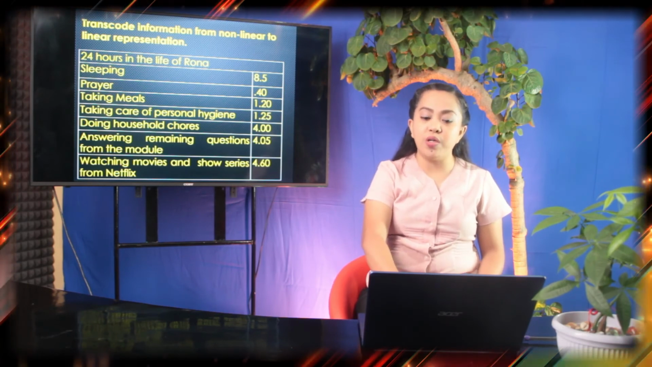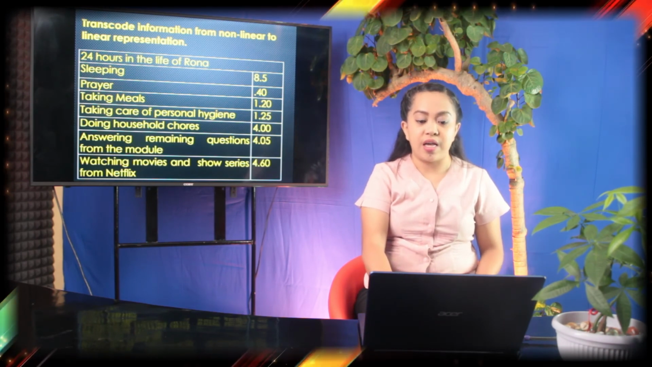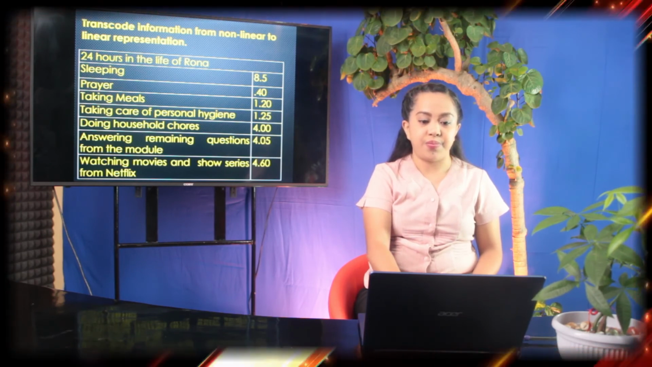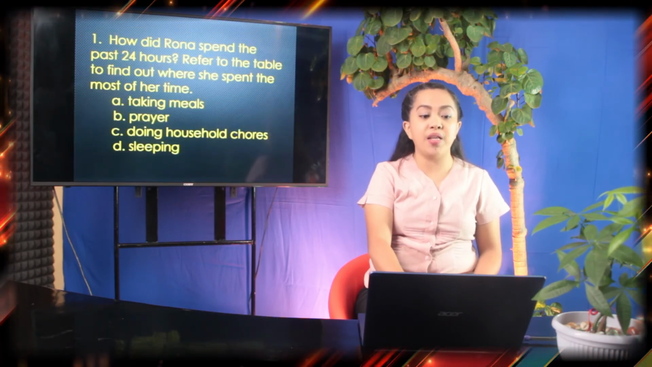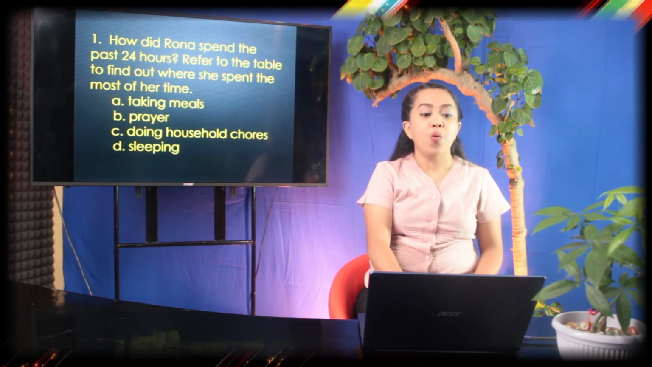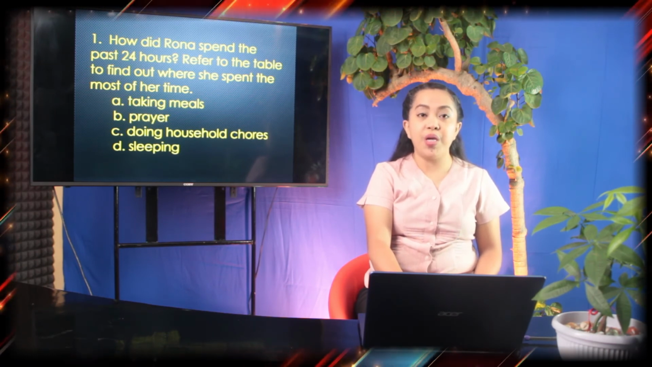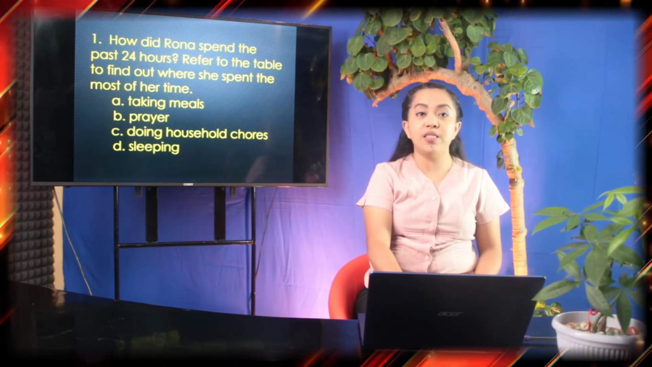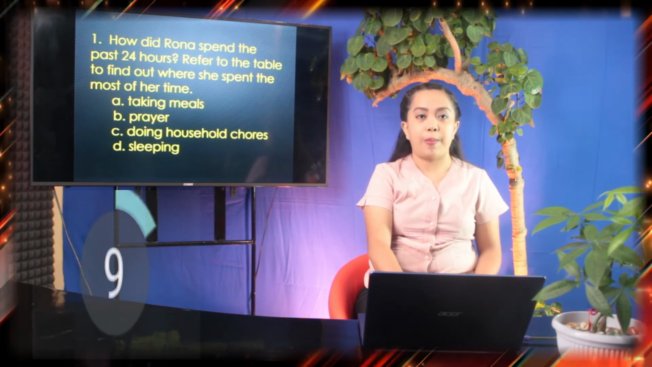In order to transcode non-linear to linear text, answer the following questions. Again, you are given 10 seconds to answer. Number 1. How did Rana spend the past 24 hours? Refer to the table to find out where she spent most of her time. A. Taking meals. B. Prayer. C. Doing household chores. D. Sleeping. Your time starts now.